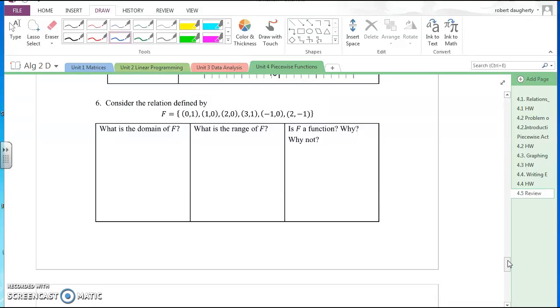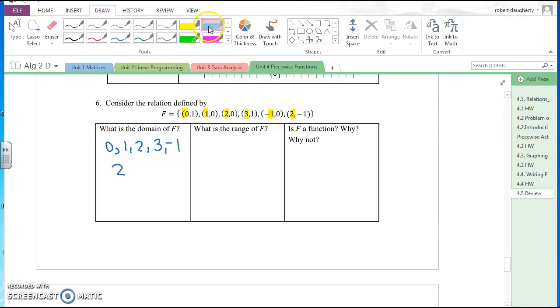So the domain of this function, those are all of my x values. So I'm basically just looking at my first values: 0, 1, 2, 3, negative 1, and 2.